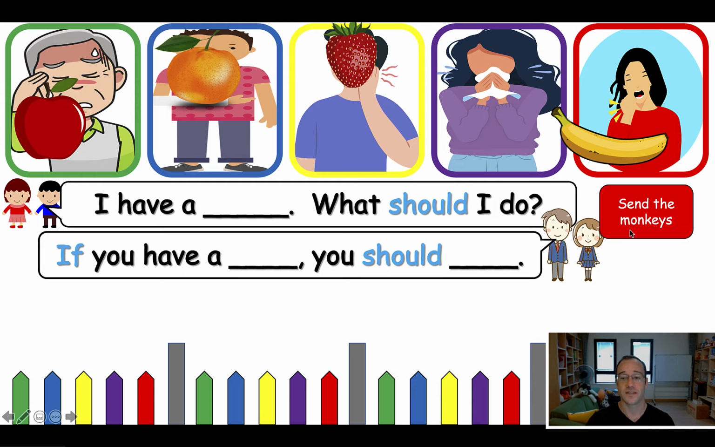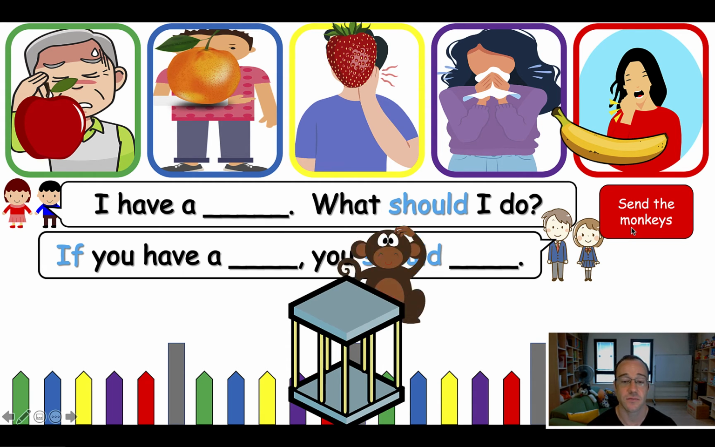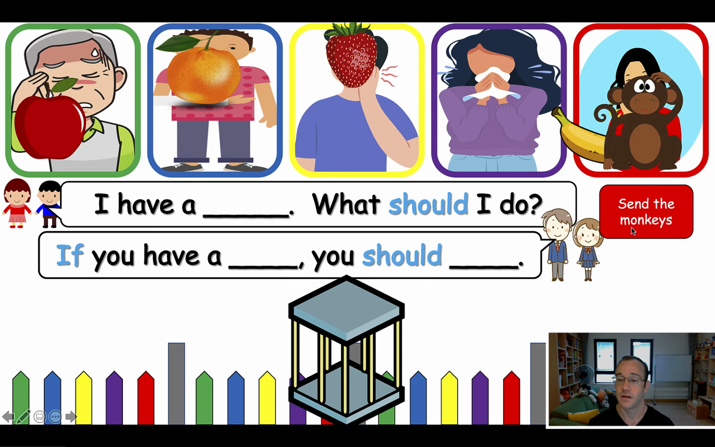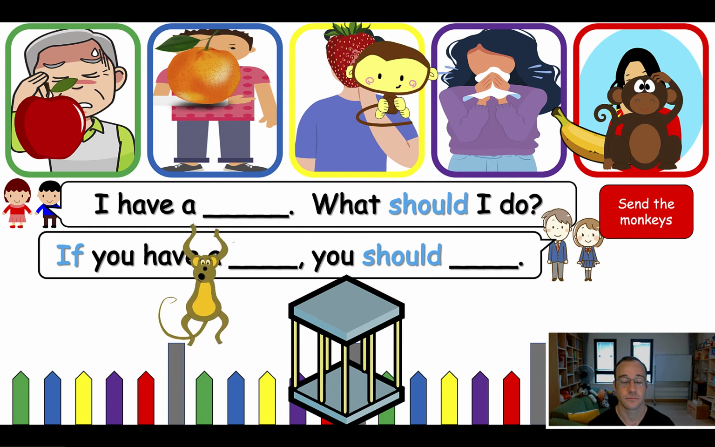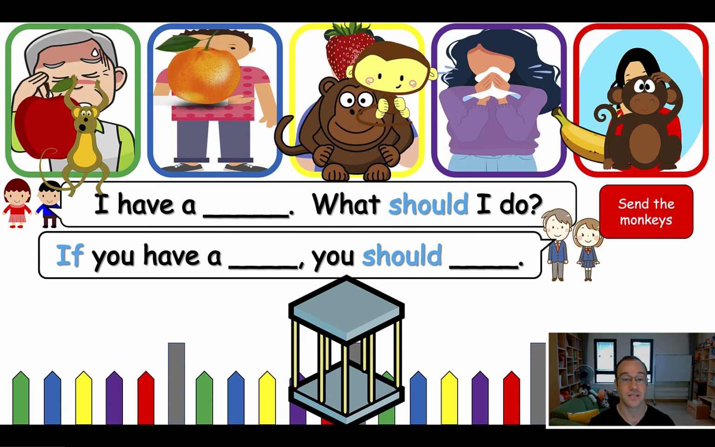And then we say send the monkeys, and the monkeys come, and let's see if any of the teams can survive. All right, banana team's out. Strawberry team's out. Apple team's out. Okay, team orange, can you survive? Okay, good. So team orange survives, and team orange would get 5 points or whatever.